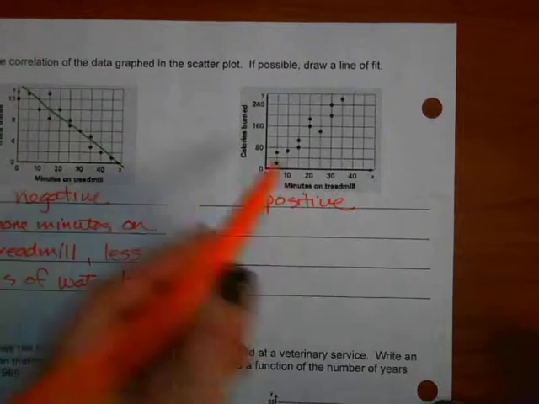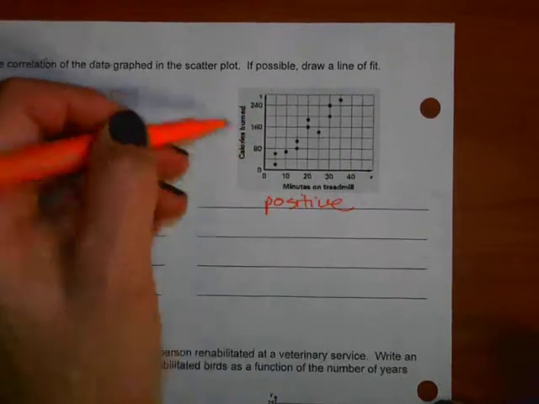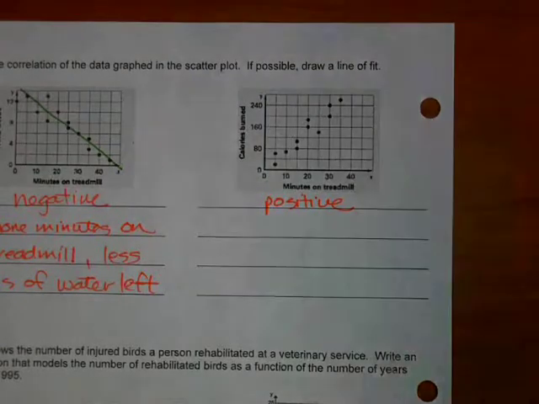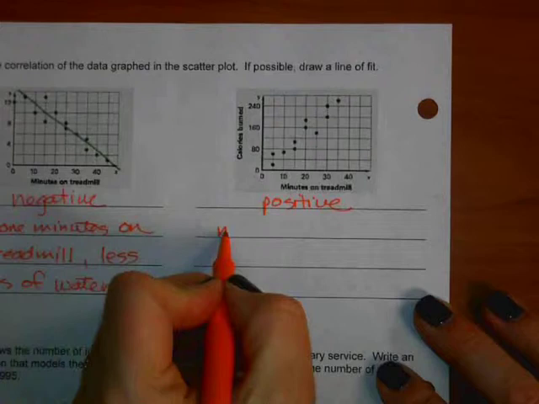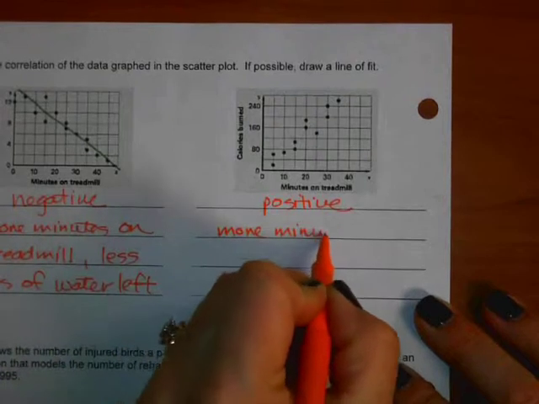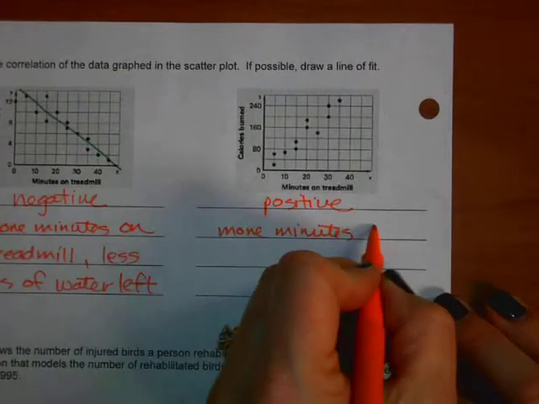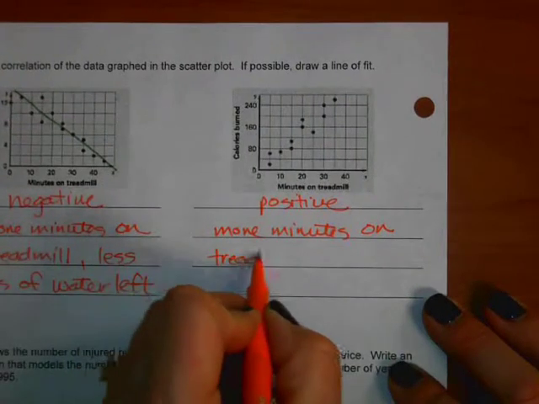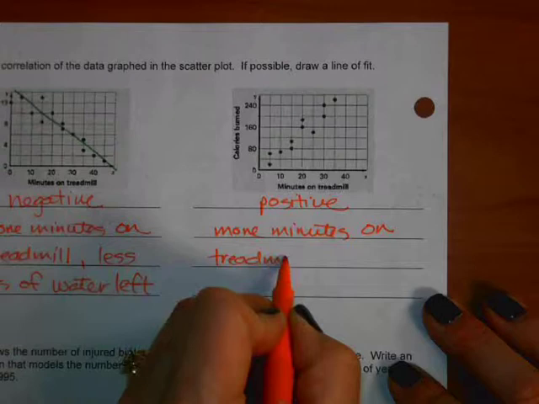X-axis is minutes on the treadmill. Y-axis is calories burned. So in words, what could you say about that correlation? Courtney? Right on. More minutes on the treadmill. Okay. Stay with me. Oh, you're reading? Okay. On treadmill, the more calories burned.